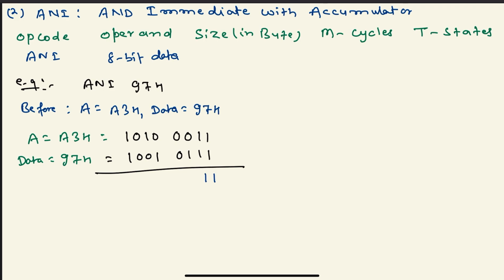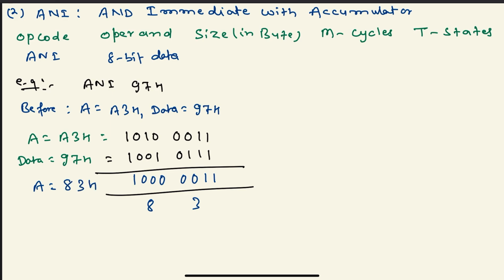From the third stage, it will be 0 ANDed with 1, so 0. From the fourth stage, it will be 0. From the fifth stage, 0. From the sixth stage, 0. From the seventh stage, both bits are 0, so the output will be 0. From the eighth stage, the last stage, 1 ANDed with 1, the output will be 1. So we got this result, which is 8 and 3. This 83H will be stored into the accumulator.